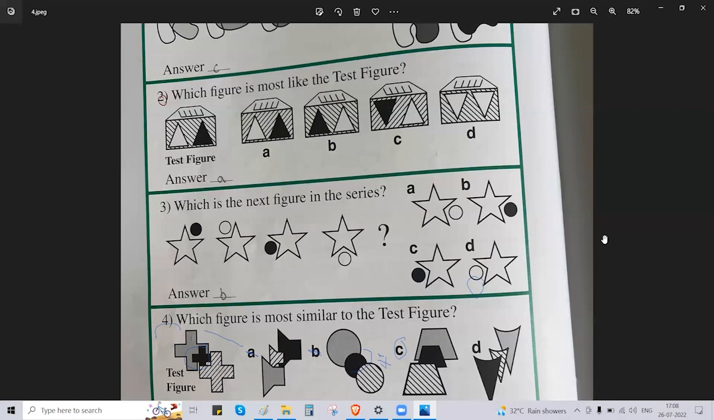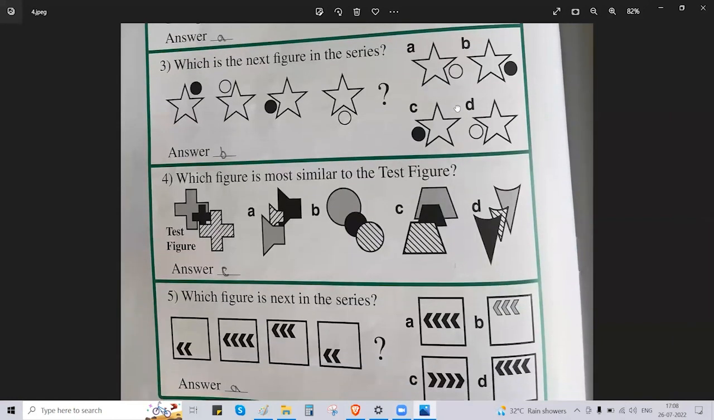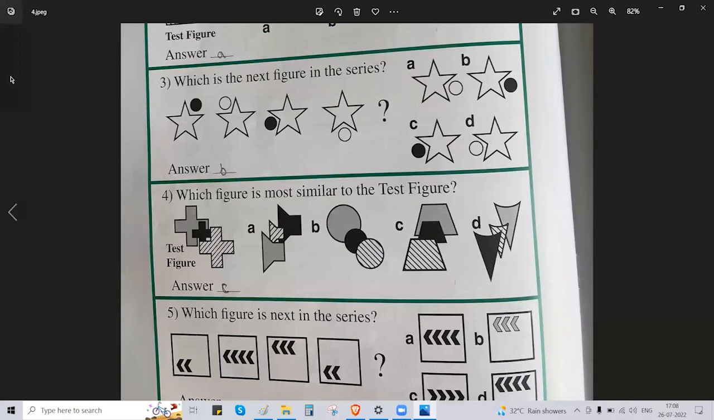Exactly, that's right, because we can't have A and D because they are not following the same shading pattern. Also, in B, the last circle, the one with stripes, should have been of a little bigger size, isn't it? Yes. So you are right. The right answer here is option number C. Okay, so here's the next question.